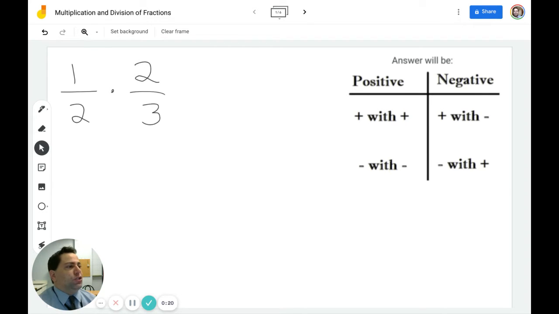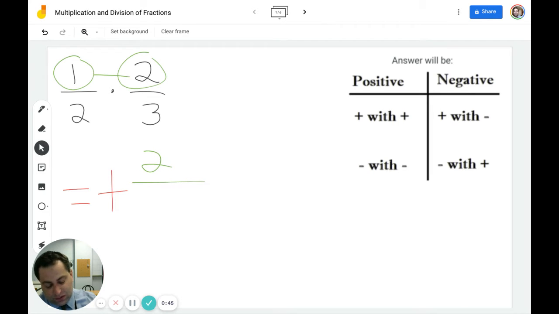Let's try some examples. In our first example, we have positive 1/2 times positive 2/3. When looking at the signs of those fractions, I have a positive and a positive. That means that my answer is going to be positive. When multiplying fractions, we simply have to multiply across. So we have 1 times 2 is going to be 2, and 2 times 3 is going to be 6. From here, we can put that fraction in simplest form by dividing by 2, and the answer is 1/3.